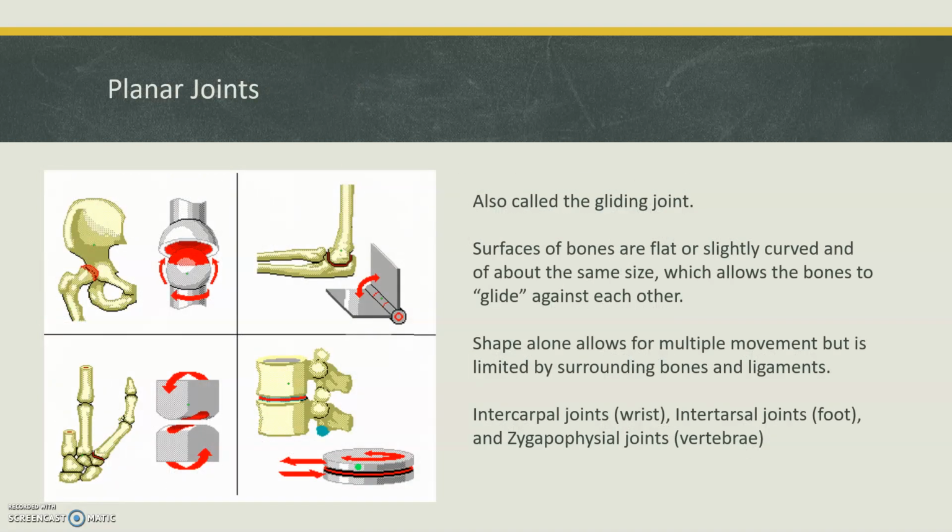So the planar joint, also called the gliding joint. The bones of these joints basically slide against one another. The shape looks like there'll be free range of movement, but because of the bones and the ligaments that surround it, the movement is limited. And these are found in the wrist, the foot, and part of the vertebrae.